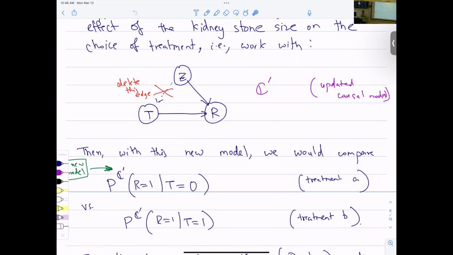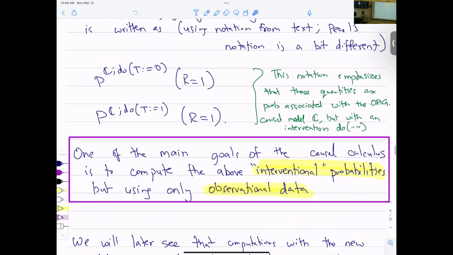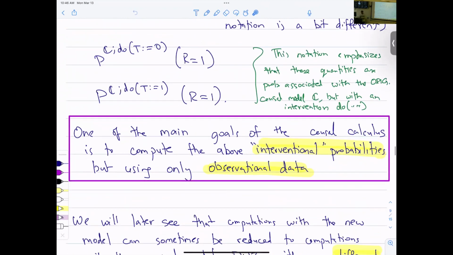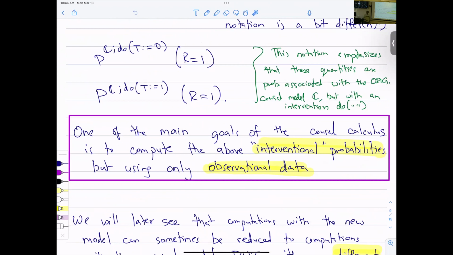So I think that gets back to what you were asking. Okay. But the way we write this is do t equal to 0, do t equal to 1. So one of the main goals in causal calculus is checking or potentially trying to compute these interventional probabilities, but using only observational data. Is this possible? Maybe, maybe not.